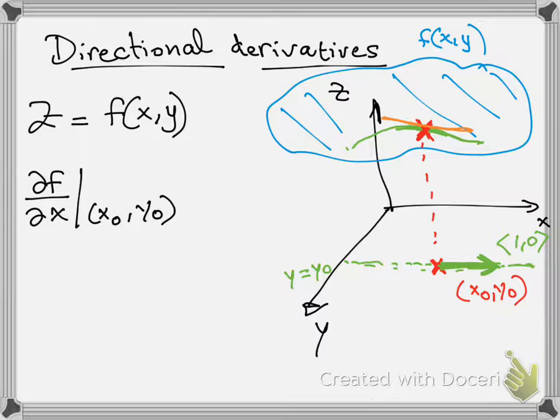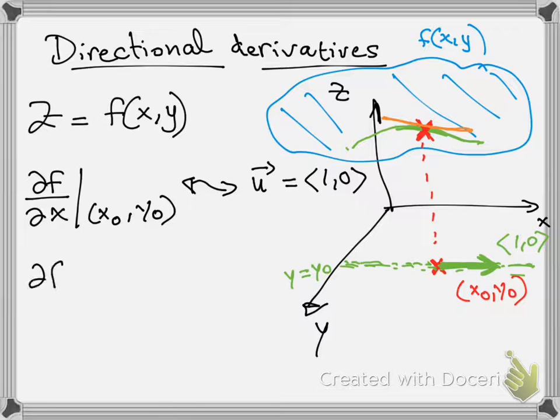So that's the direction vector of this green line here. It's 1, 0. So here we're taking the direction vector, the vector 1, 0.